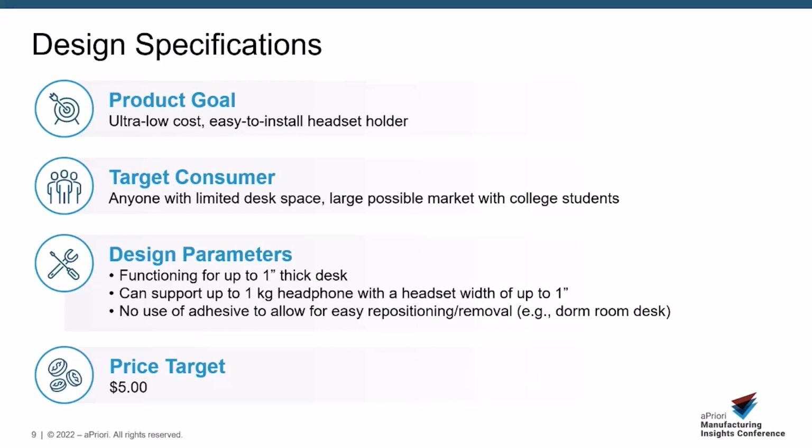From a design parameter perspective, through some research of typical desks and headsets, we want to support any desk up to 1 inch in thickness, and support headphones that are up to 1 kilogram in weight and 1 inch wide. While many headset hangers on the market use an adhesive to attach to the desk, a critical design criteria for us is not using any adhesive, to make it very easy for our end users to position, reposition, and move the hanger to another desk or table as needed. Finally, based on how crowded the headset hanger market is, our price target for this product is $5.